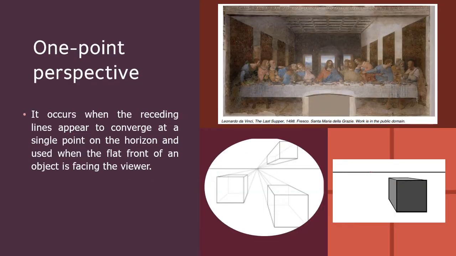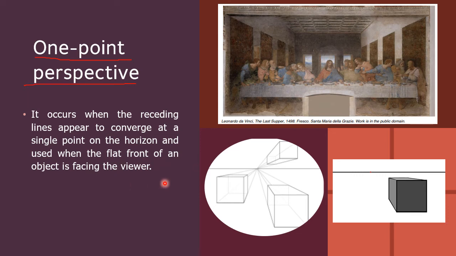Right, now let's proceed to the different types of perspectives. We'll start with the one-point perspective. One-point perspective occurs when the receding lines appear to converge or meet at a single point on the horizon, and it is used when the flat front of an object is facing the viewer.